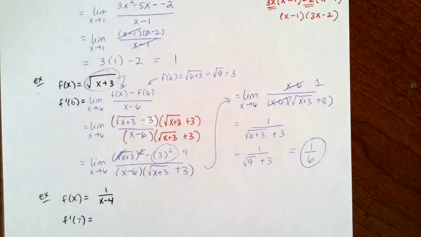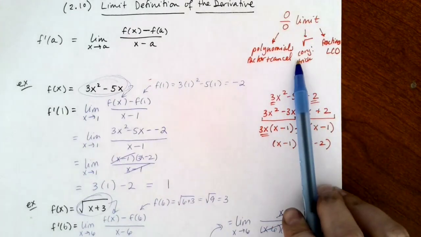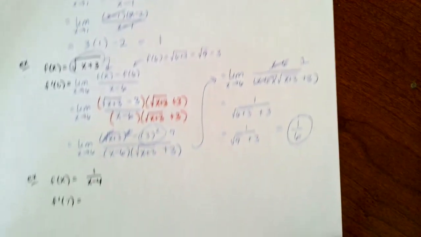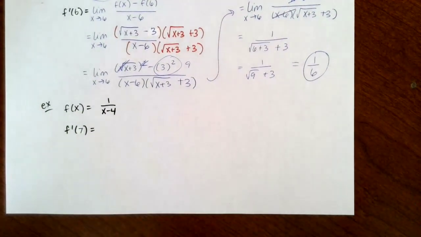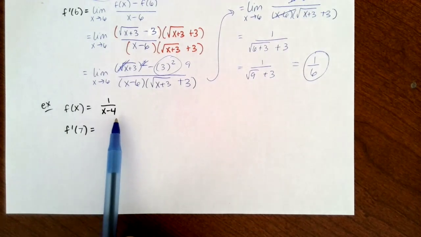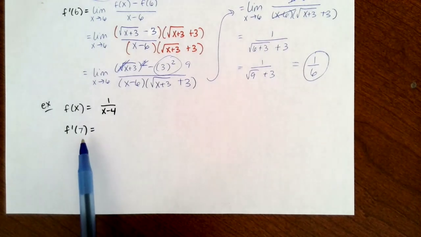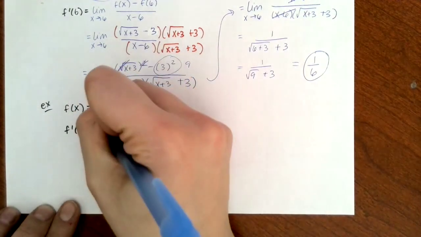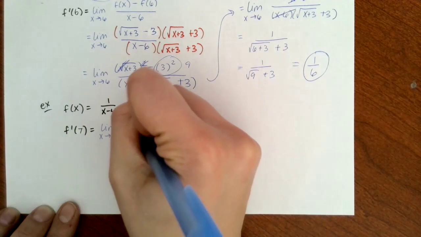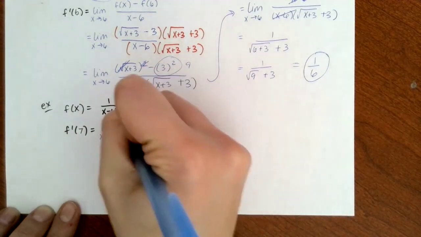All right, let's do one more. We've kind of covered 2 of the possibilities. We've done a polynomial, a root function, and now we'll do a fraction function, which is also known as a rational function. So now we have 1 over x minus 4 for the function, and we're asked for f prime of 7. So again, I'll start with the limit definition of the derivative with a 7 filled in for the a.